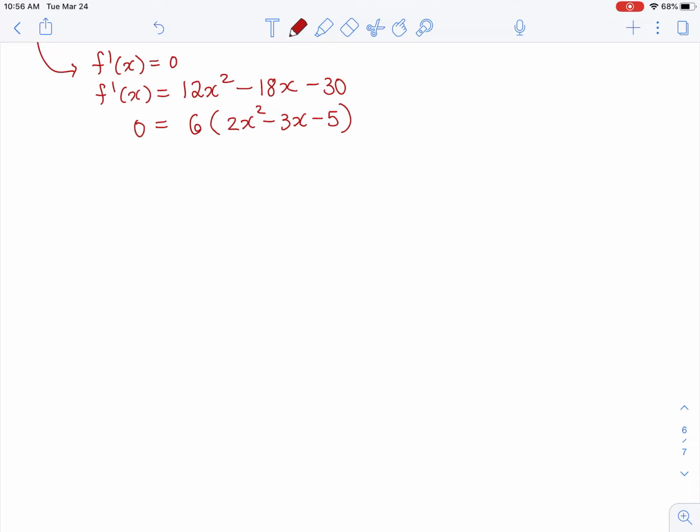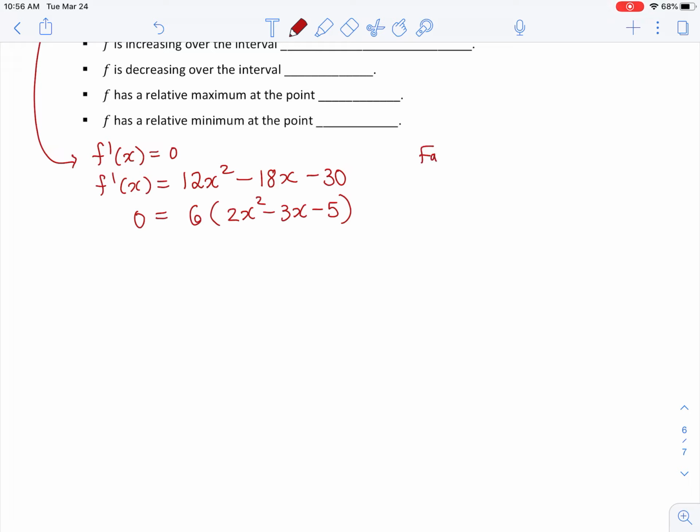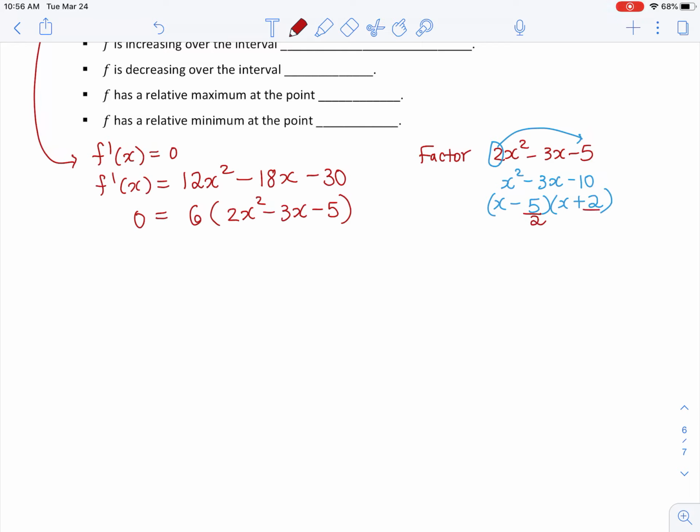Now you need to factor this trinomial. So let me do the work on the side. I am factoring 2x squared minus 3x minus 5 so that I can solve for 0. And you know how I factor. I use my slide and divide method. I'm going to slide that 2 to the constant and multiply to get 2 times 5, 10. I factor that trinomial: 5 times 2 is 10, and 5 is negative, 2 is positive. But don't forget, I need to now divide by that 2.